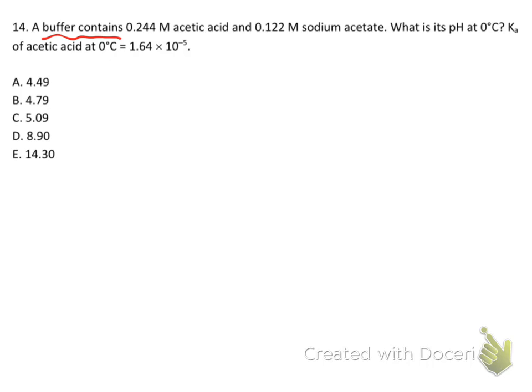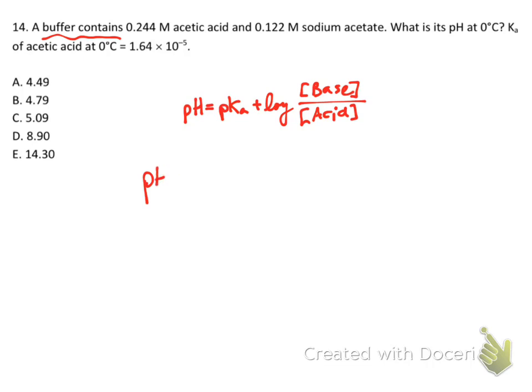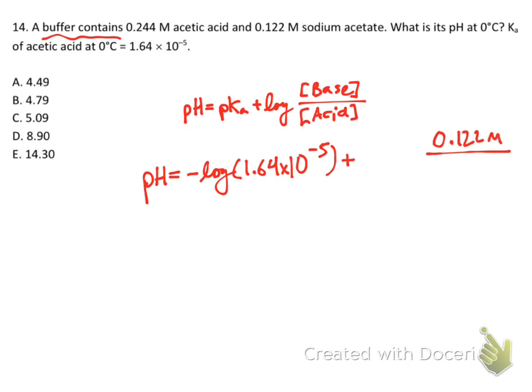So we're told here it's a buffer. No need to identify it, but we can identify it as a buffer solution given that we have a conjugate weak acid, weak base pair here. The pH is equal to pKa plus the log of base over acid. Alright, so our pH is going to be equal to the negative log of our Ka, which is 1.64 times 10 to the negative 5th at this temperature, plus the log of our base, which is 0.122 molar, that's the sodium acetate, over the acid, which is 0.244 molar.